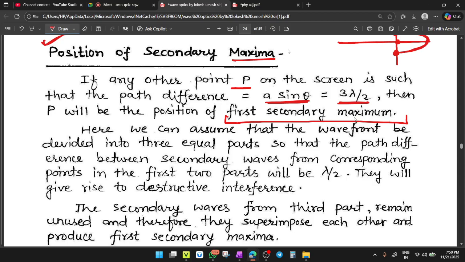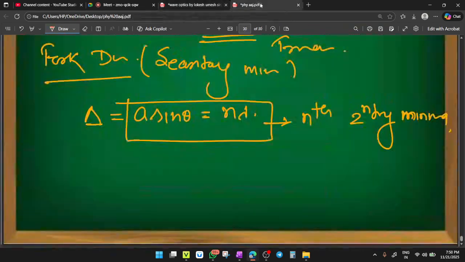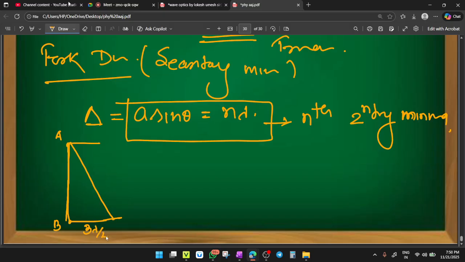So check what it means, 3 lambda by 2. If your path difference equals 3 lambda by 2, see in what way: the wavelet from here to here has a path difference, this is the first wave and this is the last wave from the wavefront AB, and the total path difference here equals 3 lambda by 2. The path difference you have introduced here is 3 lambda by 2. Clear?